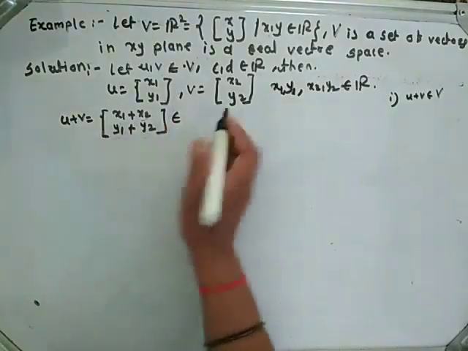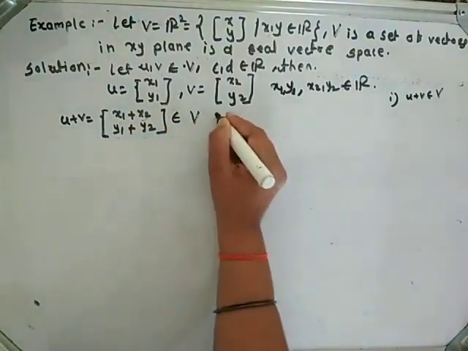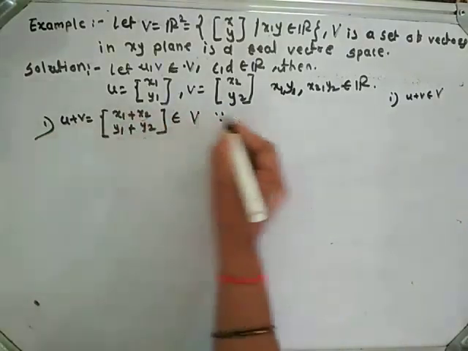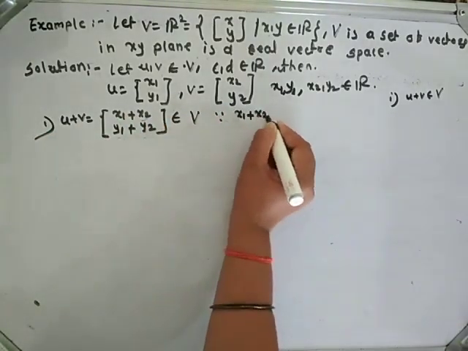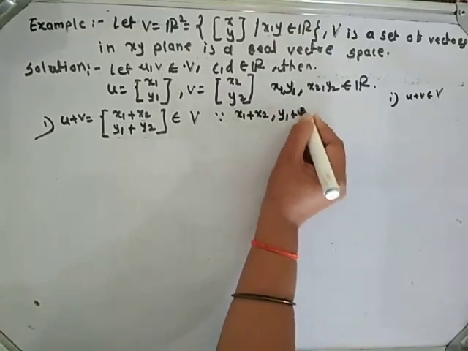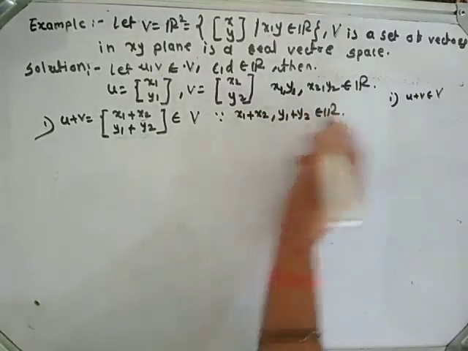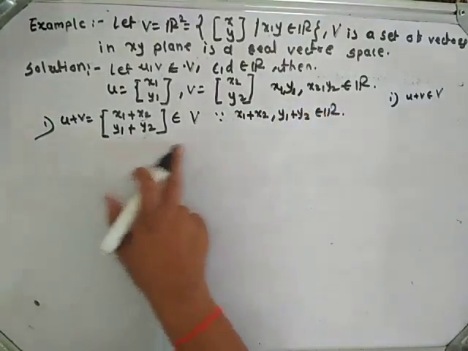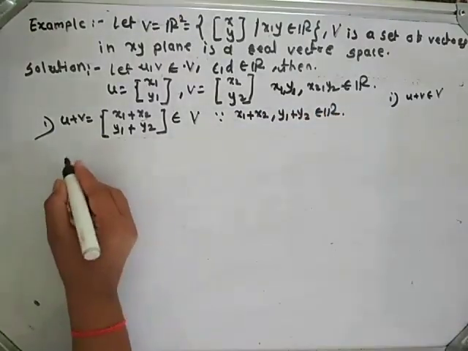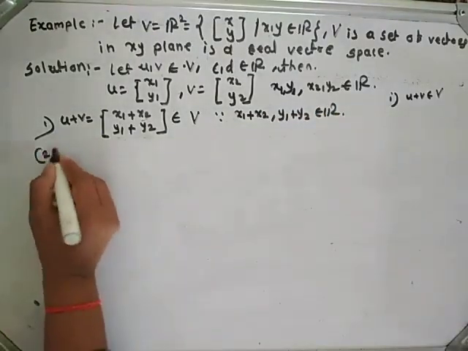That's why this U plus V belongs to V. Here we can give the reason: x1 plus x2, y1 plus y2 belongs to R. That's why this U plus V belongs to V.